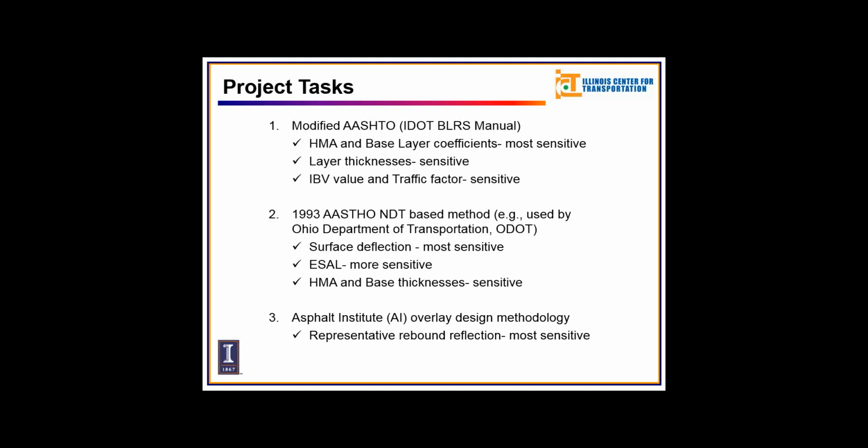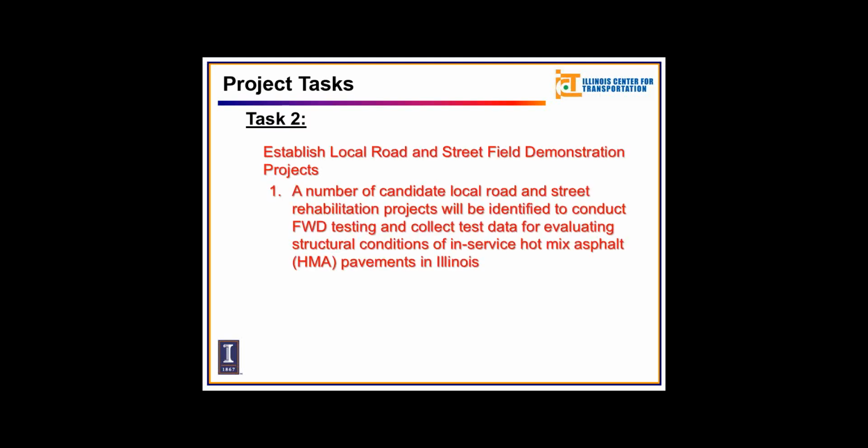We came to see that in the modified AASHTO procedure, the HMA and base layer coefficients were more sensitive to the output of the overlay thickness requirement. And in the 1993 AASHTO method, it was shown that the surface deflection varied the most with the overlay thickness requirement, and the representative rebound deflection was the most sensitive parameter in the Asphalt Institute overlay design methodology.